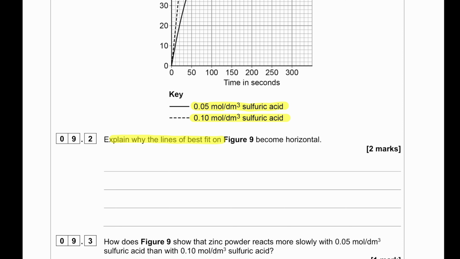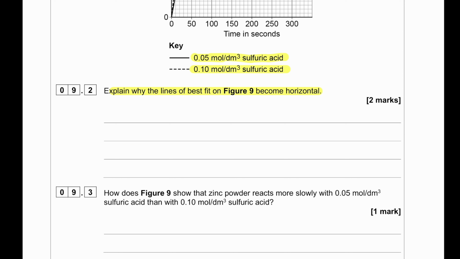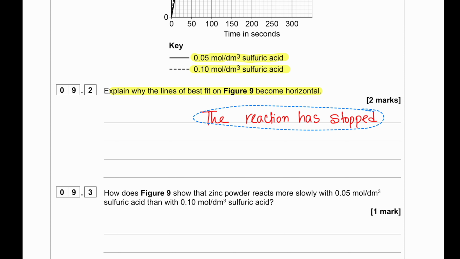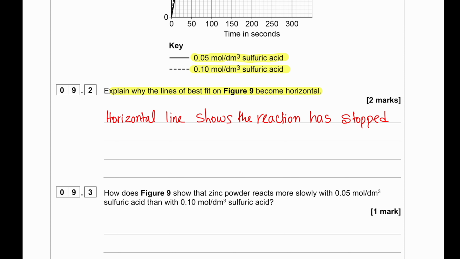Explain why the lines of best fit on figure 9 become horizontal. So as the reaction continues, after a certain amount of time, the reaction stops because all of the reactant, or one of the reactants, is totally used up.